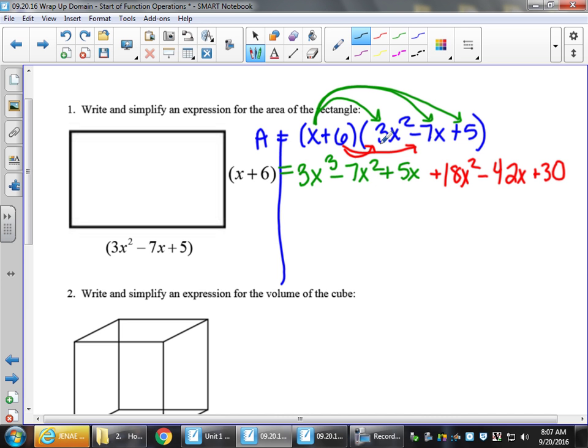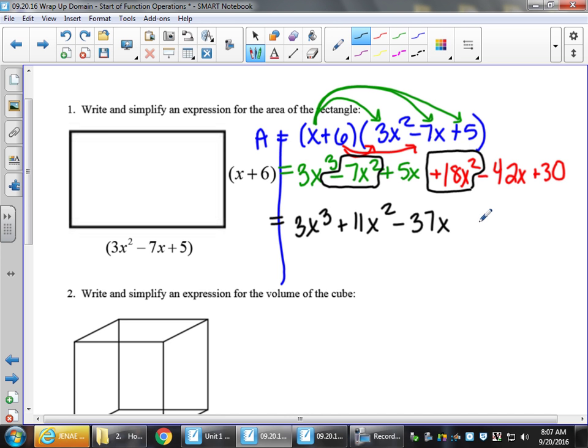Where are my like terms? Good. Remember, like terms, same variable raised to the same power. Notice how I'm including my signs in my boxes. It really does help out when we start combining. Did we have anything else like the 3x to the third? So we're just going to bring that down. What's negative 7x squared plus 18x squared? Plus or minus? Plus. And then a 5x plus 5x and minus 42x. Negative 37x. Do we all agree with that? How about that plus 30? What happens to the plus 30? Keep it, and we're done.